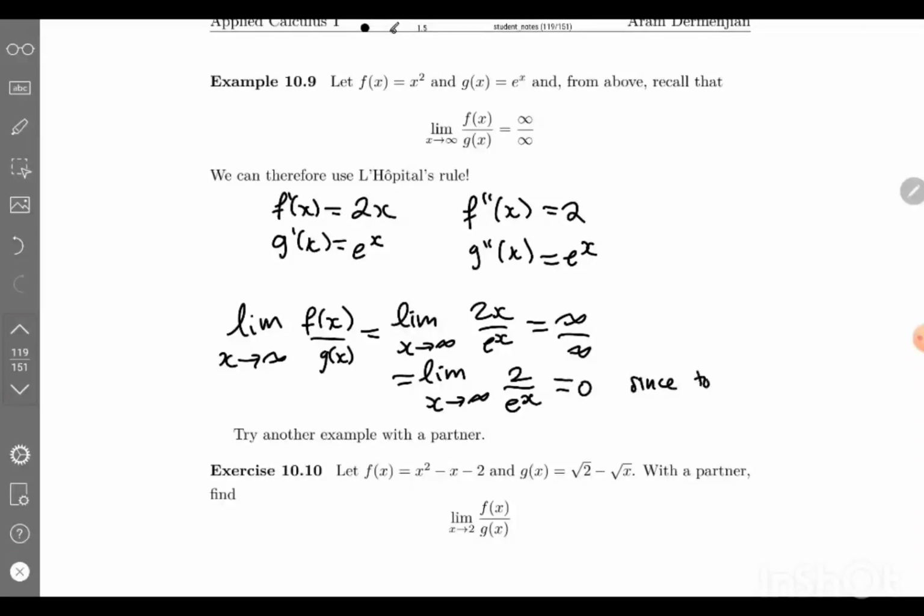Since the numerator is constant and the denominator goes to infinity.